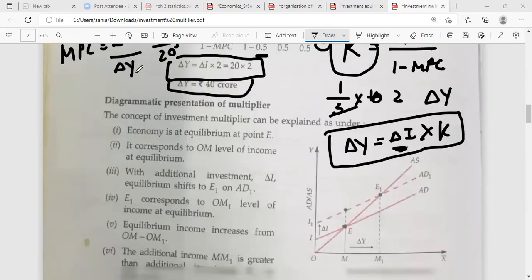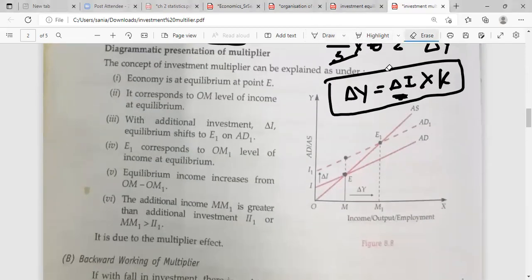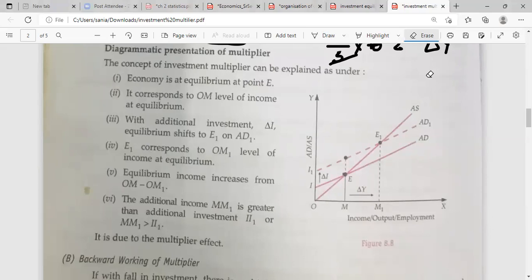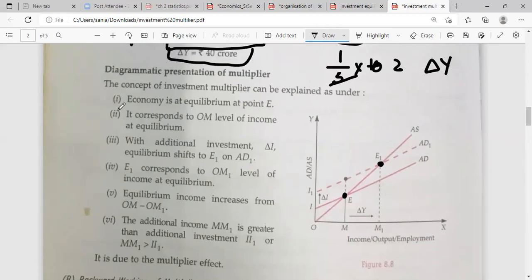Now, basically, this is your diagram. Over here you can see that this point is your equilibrium, right? But when your aggregate demand increases because of the investment, at that time you will get a new equilibrium at this point. So first you will draw this graph, and after that you will write the diagrammatic presentation of multiplier. Investment multiplier: first, the economy is in equilibrium at point E. It corresponds to OM level of income at equilibrium.